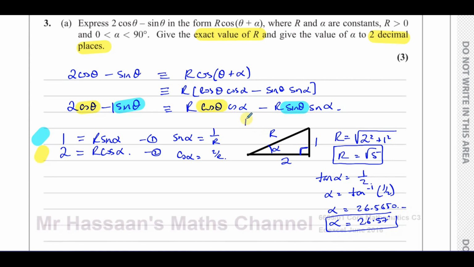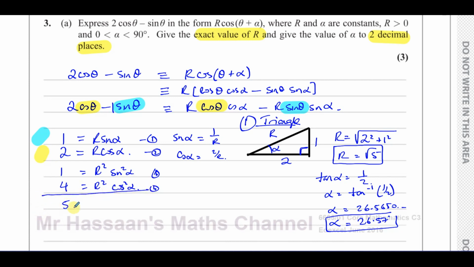Okay, so this is one method using the triangle, making a right angle triangle from this. You can also do this another way. We can take these two equations and square both sides. So this equation, if I square the whole thing, I'm going to get 1, and I'll get r squared, and I'll get sine squared alpha. If I square this, I'm going to get 4, again r squared, and cosine squared alpha. So I'll call these equations 3 and 4. If I add these two equations together, I'm going to get 5 here.